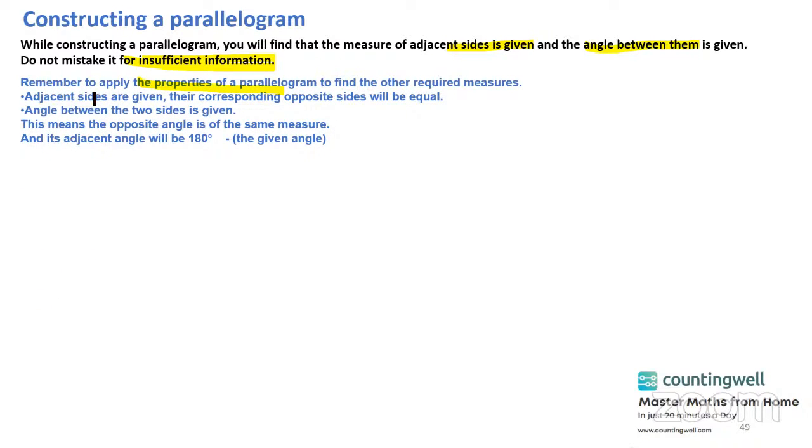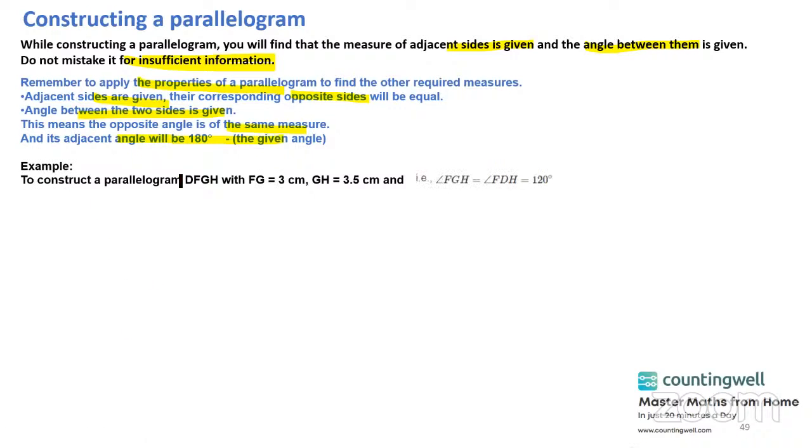So when adjacent sides are given, you can find the corresponding opposite sides as equal to them. And the angle between the two sides is given. This means opposite angles are of equal measure, and the adjacent angle will be 180 minus that given angle.